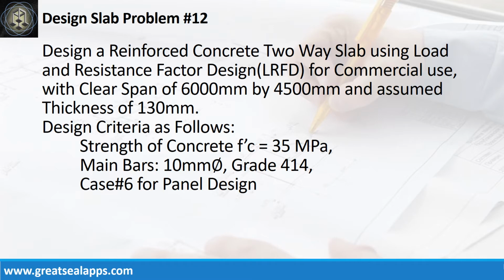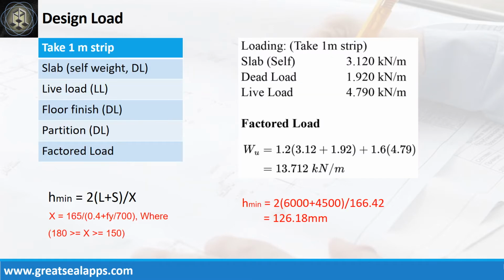panel design. The uniform load for 130 mm thick slab is 3.12 kN per meter. A commercial live load is 4.79 kN per meter. Other dead load like floor finish and partition is 1.92 kN per meter for a factored load of 13.712 kN per meter.